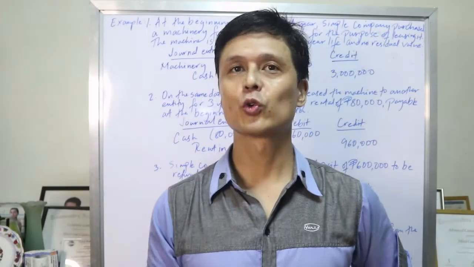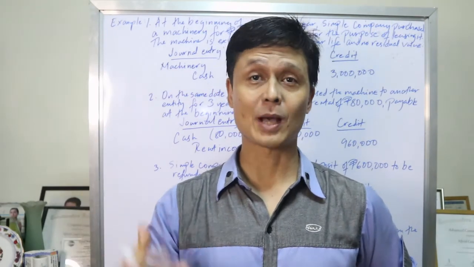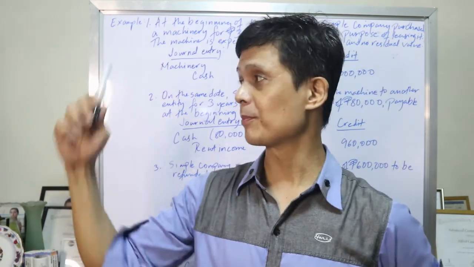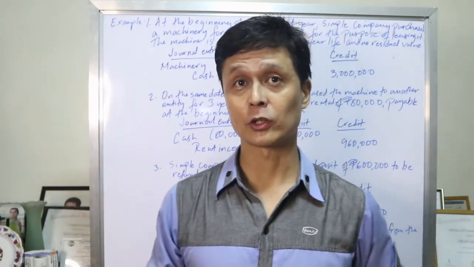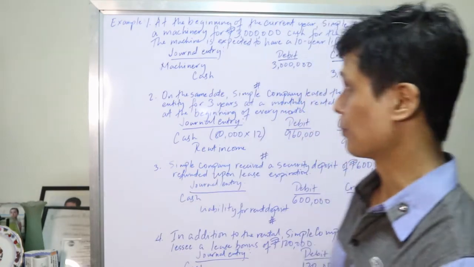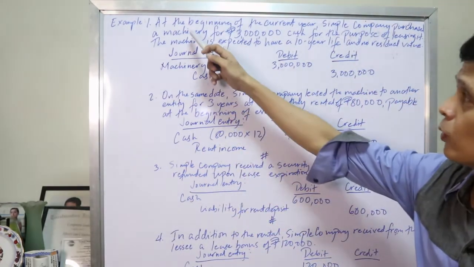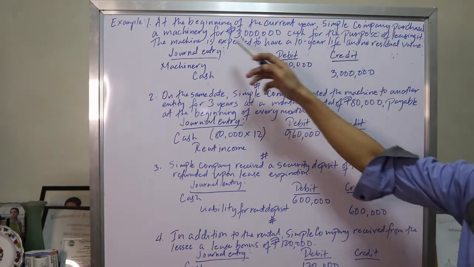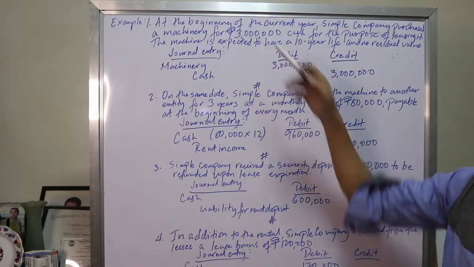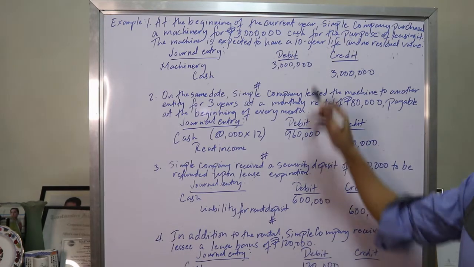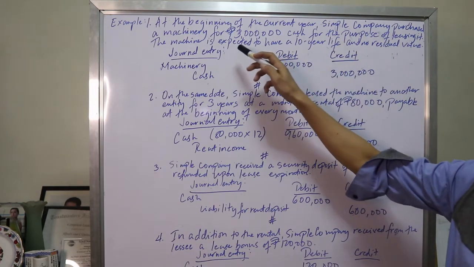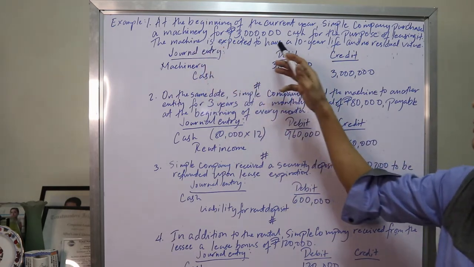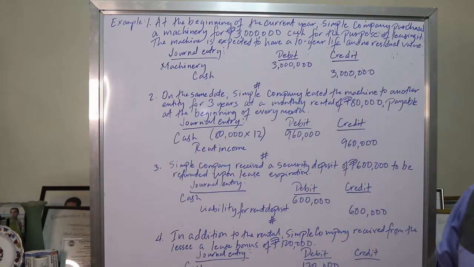Okay, so in order to reinforce yung napag-usapan nating theories about operating lease kanina, on the part of the lessor, may prepare akong a few examples here dun sa transaction regarding operating lease. Okay, so number one, at the beginning of the current year, Simple Company purchased a machinery for 3 million pesos cash for the purpose of leasing it. So nabili niya yung machine for 3 million cash. The machine is expected to have a 10-year life and no residual value.